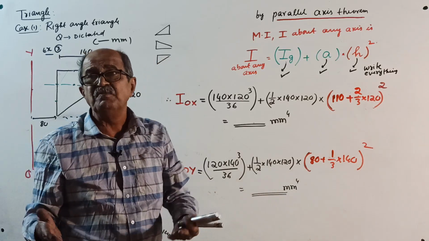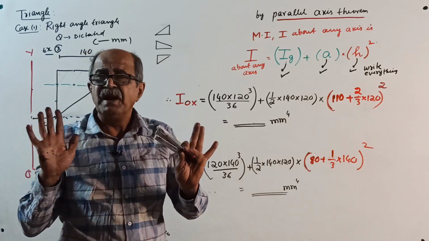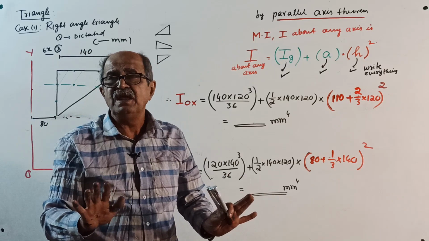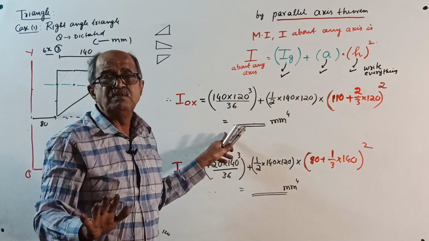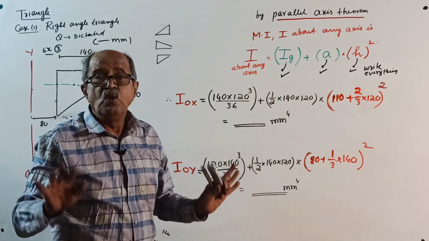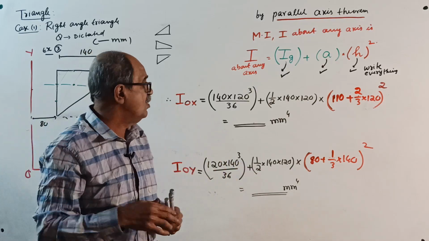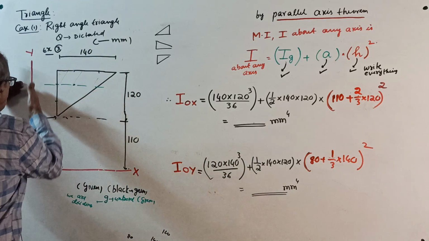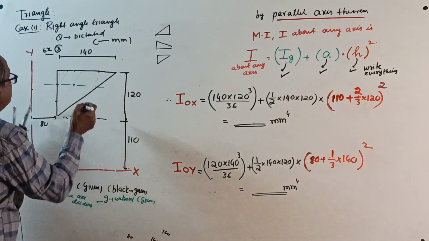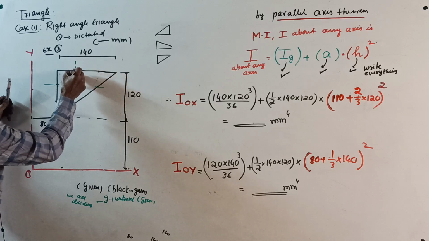This is to save the time, but you should take an independent question. Don't do like me. Don't see the previous question. Some will tell, sir, same time. Don't see the previous question. Independently solve. Okay, start. I about OY. Because you are learning, I am teaching here. First about its own centroidal axis.